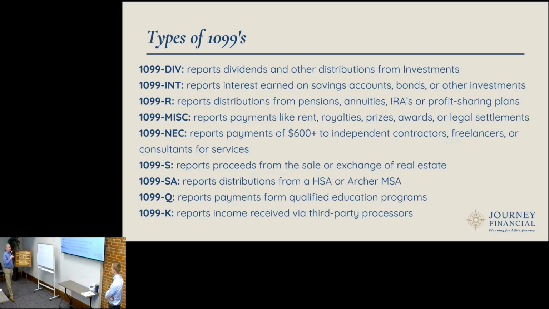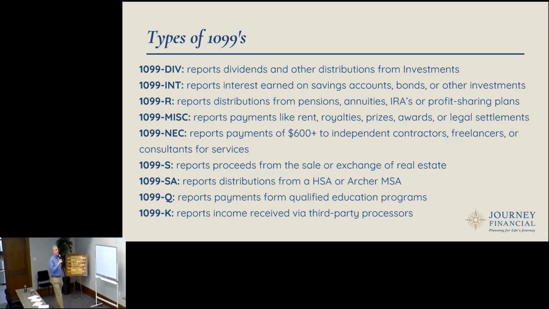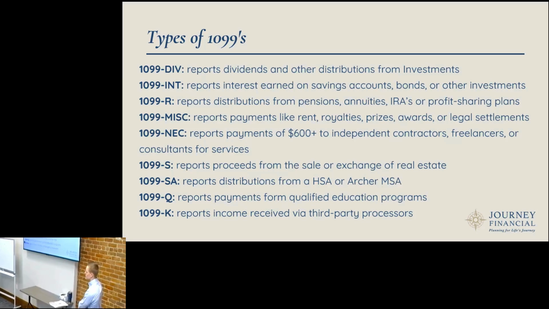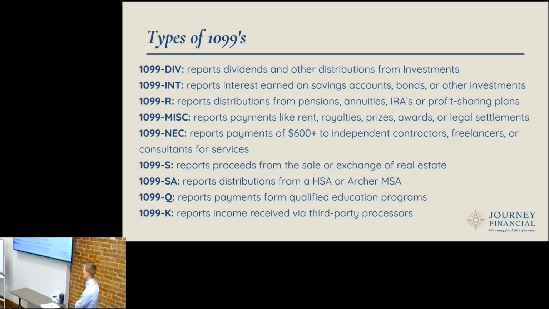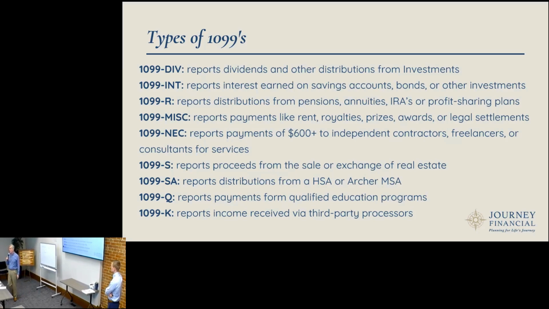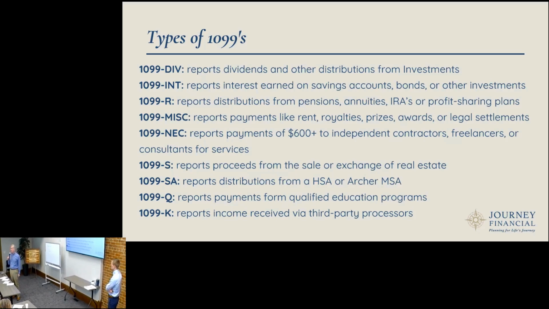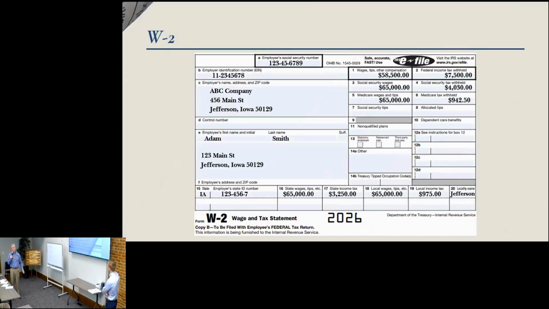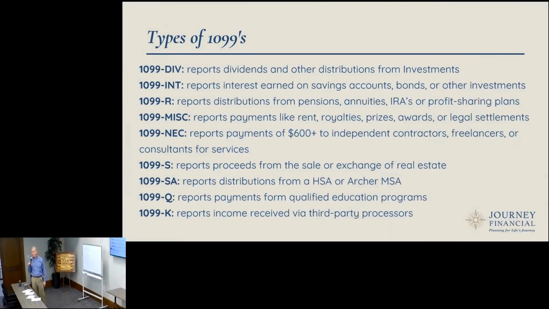1099-S, 1099-SA, 1099-Q, 1099-K. 529 plans: if you put money into a 529 plan or maybe another educational plan, you get tax favored treatment and you use that money for tuition, that would get reported on a 1099. And of course, I don't think we have one up. Did we put 1099-SSA? No. So that's your 1099 from Social Security benefits. That will have all of that on there.